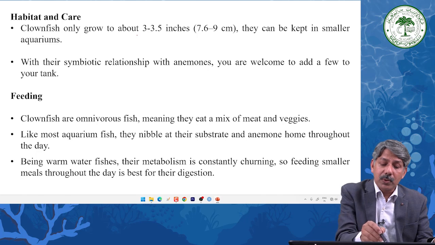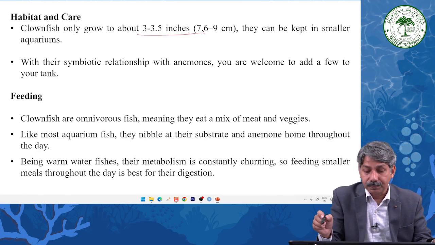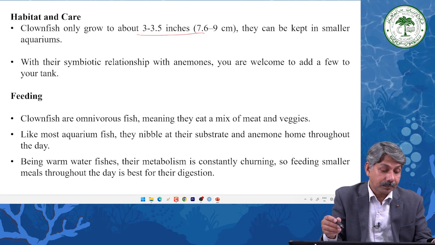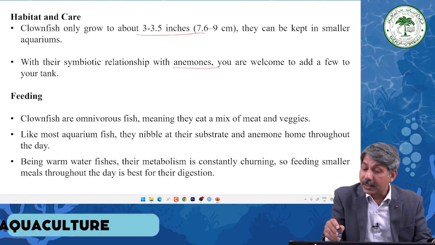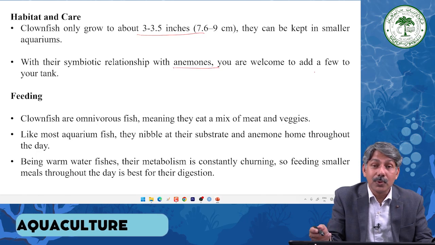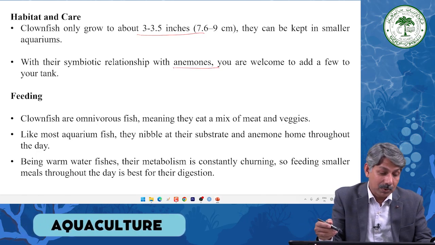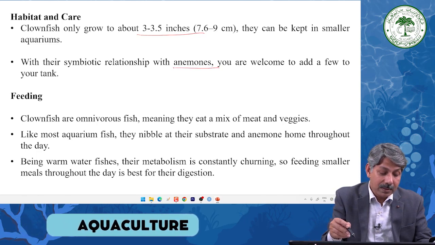They only grow to about 3 to 3.5 inches. They can be kept in smaller aquaria. With their symbiotic relationship with anemones, you are welcome to add a few to your tank. Some of the anemones can also be kept there.